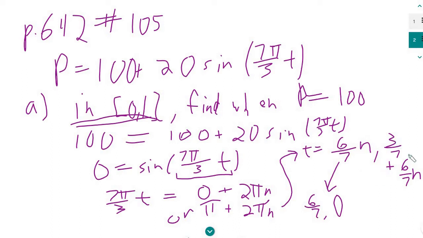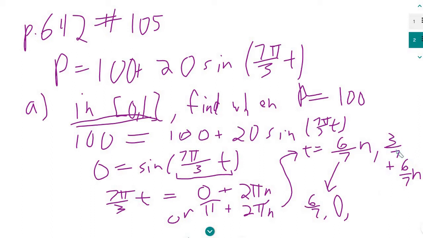Okay, but then the second one, 3/7 plus 6 over 7 n, let's experiment a little bit. Let's start with 0, plugging in 0 for n, because that's a really easy place to start. So if I plug in 0 for n, does this evaluate to a solution in the interval 0 to 1?